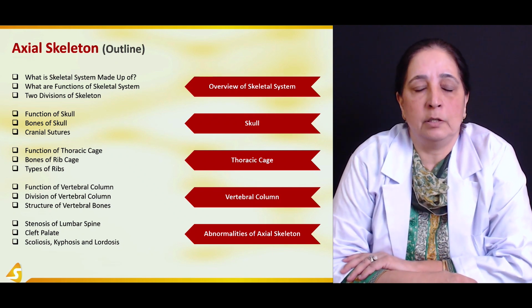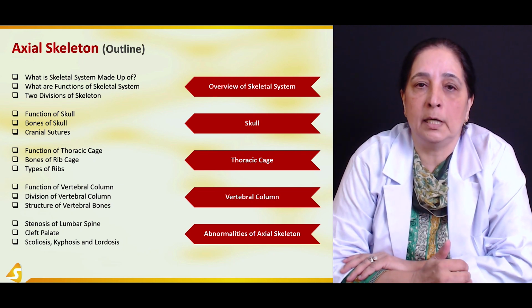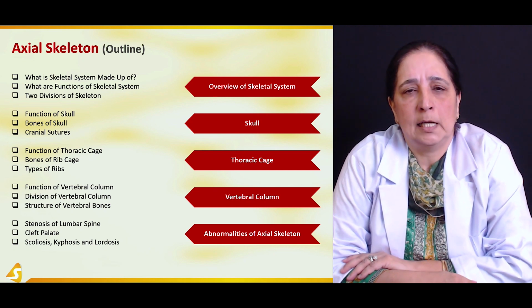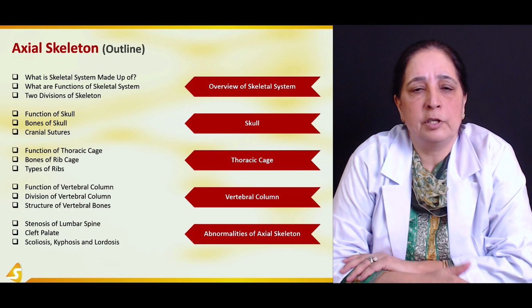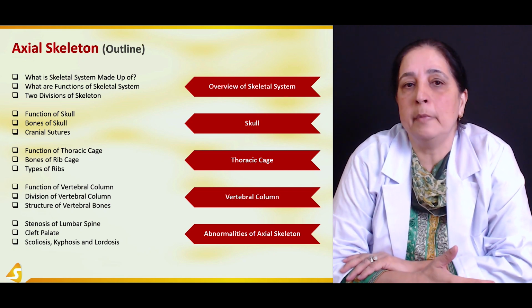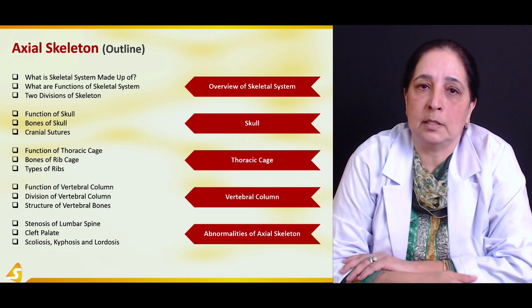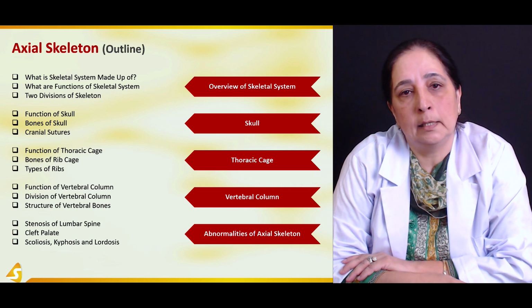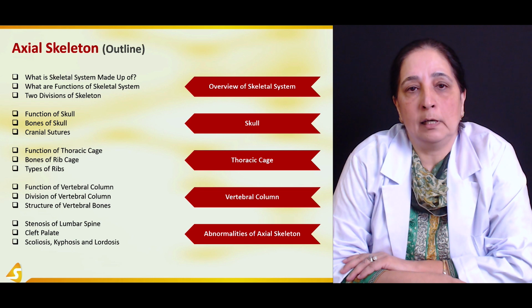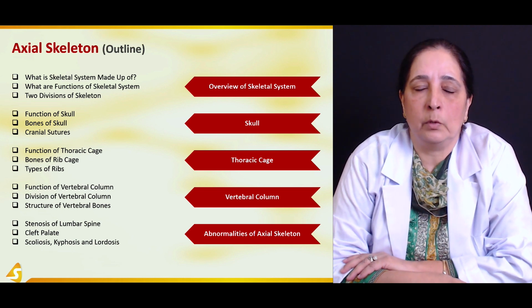So in the first section, we will cover overview of the skeletal system, in which we will go over the functions and then divisions of the skeletal system and what are the different structures that make up the skeletal system. Bone is the main component, but besides bones we have a few other structures that play an important part in the skeletal system.